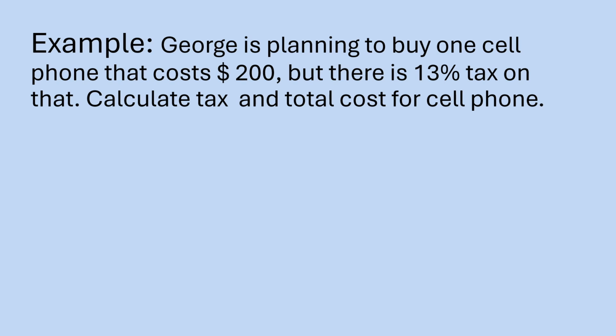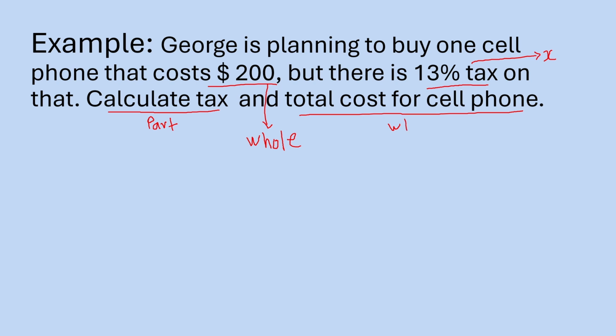Now next example, George is planning to buy one cell phone that costs $200, but there is 13% tax on that. Calculate the tax and total cost for the cell phone. So we want to calculate the tax. So tax in percentage, this means part. In the formula this 13% means x and this 200 means the whole number. Now we can use our formula. Total cost for the cell phone is equal to the whole number, meaning the total value of the cell phone, plus tax. Tax means part. So the formula is part divided by whole is equal to x divided by 100.